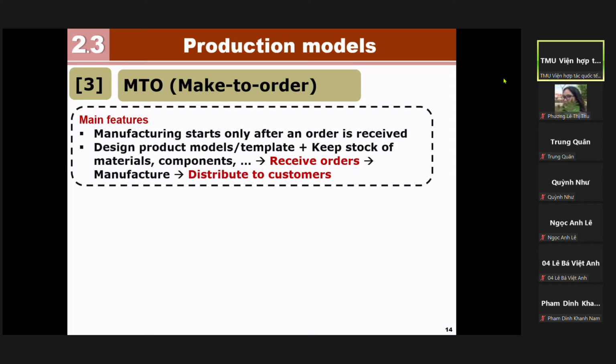After manufacturing, they finish the products and distribute them to the customers. It means they deliver it to the customer, or maybe they prepare for transportation to the customer, and so on.